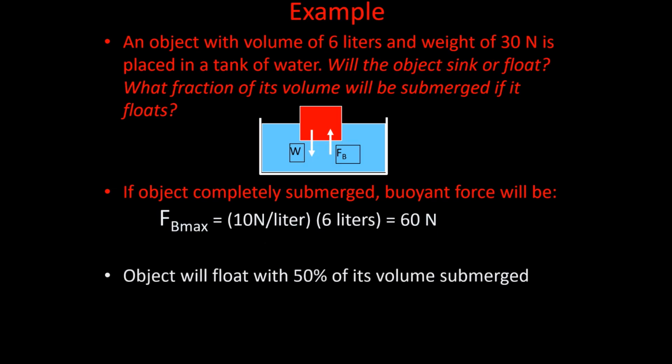The object will float, therefore, with about 50% of its volume submerged. How do we know this? Because FB equals mg equals 30 newtons. So we have a weight of 30 newtons, a buoyant force of 60. This is roughly half, or not roughly, it is half of this. That means this will float at about 50%. And this is generally true of the calculation you can conduct with any particular solid.